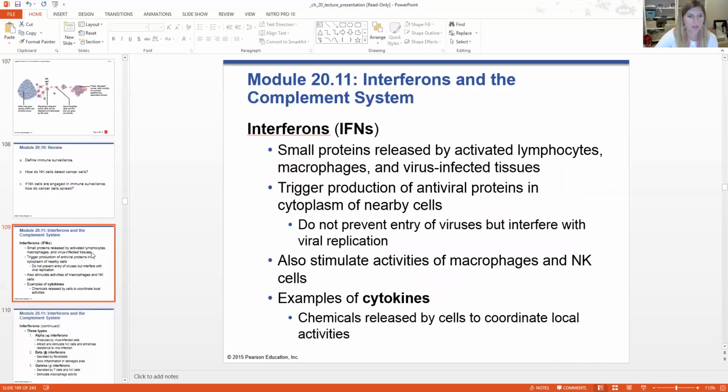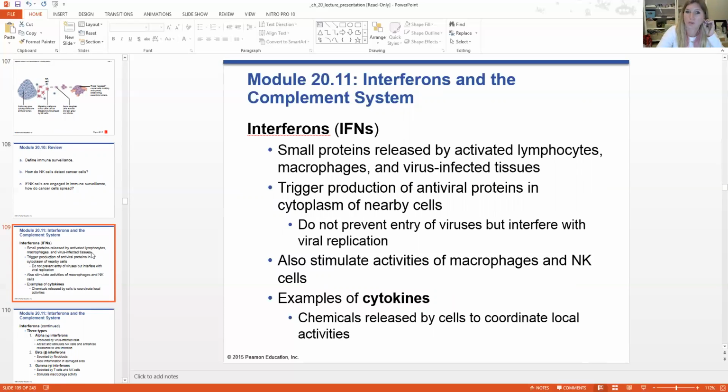Moving right along, let's talk about interferons, IFNs. Interferons are small proteins. They're released by lymphocytes, by macrophages, and by virus-infected cells. So they're almost like little hormones, little cell-to-cell signals.